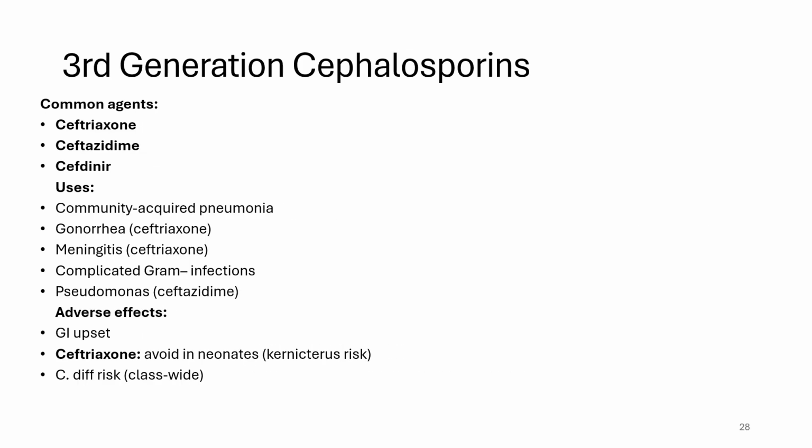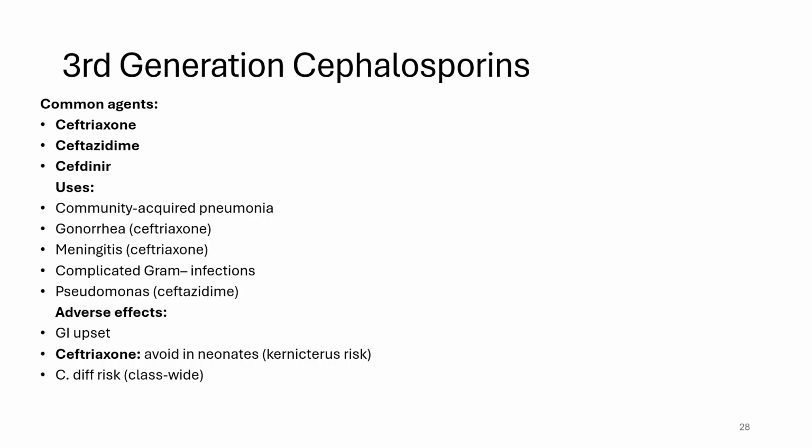Third generation cephalosporins you will use a lot clinically. Common agents here are ceftriaxone, ceftazidime, and cefdinir. Third generation cephalosporins are commonly used for community-acquired pneumonia. Ceftriaxone is especially important because it is first line for gonorrhea. It is also widely used for meningitis due to its excellent central nervous system penetration. This generation is also used for complicated gram-negative infections. So one key distinction in this class is ceftazidime is a third-generation cephalosporin that does cover Pseudomonas, which is high yield for exams and clinical decision-making.